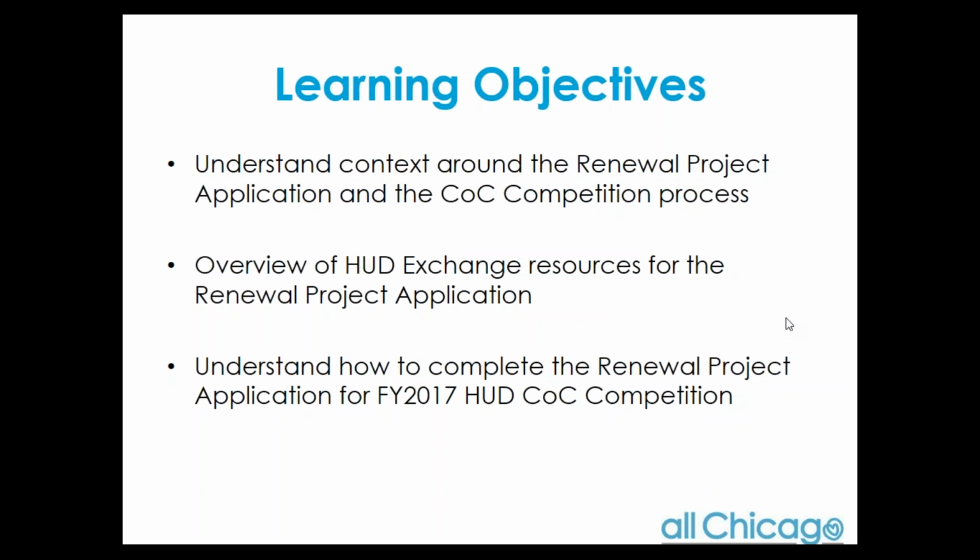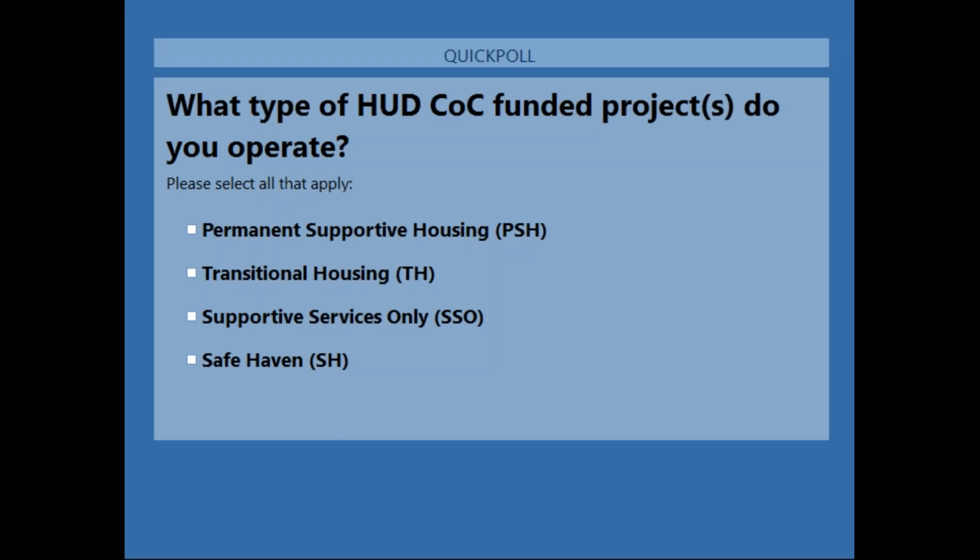But before we go ahead and start all that, we're just going to take a quick poll to see what type of HUD CoC funded project you have. So your screen should show the poll. Go ahead and complete that. Just check off if you have multiple projects. Go ahead and check off what type of projects you have at your agency. We'll give you a couple of minutes to complete it. We just want to get a sense of who's in the webinar room.